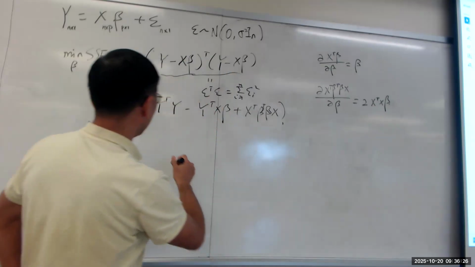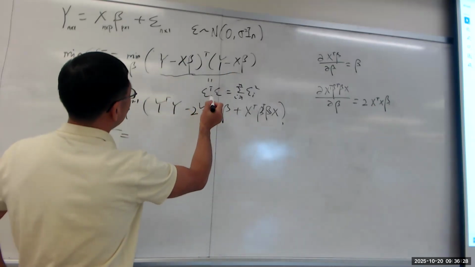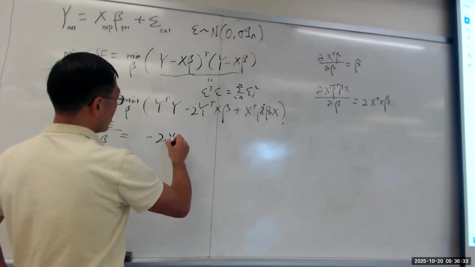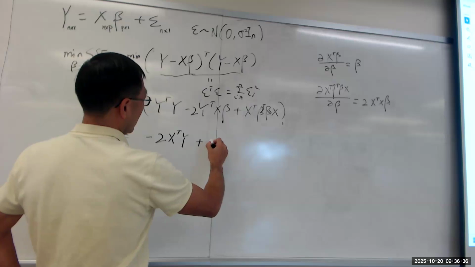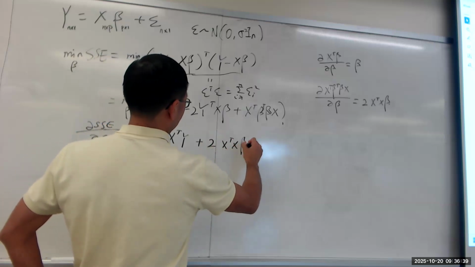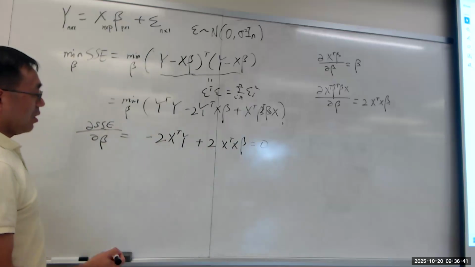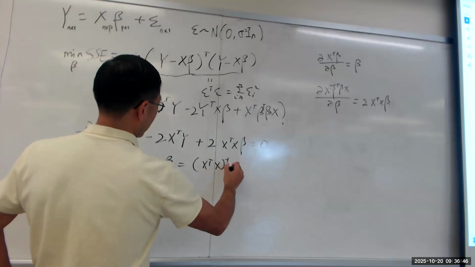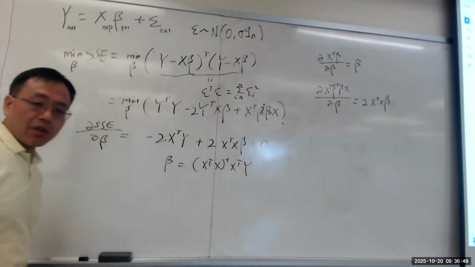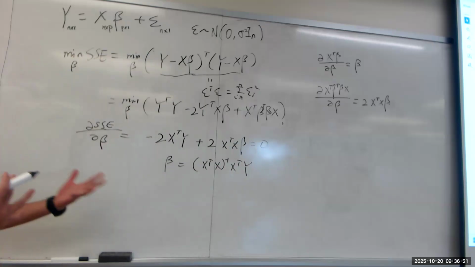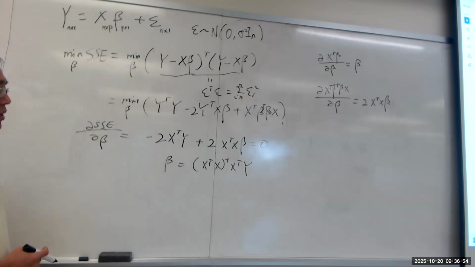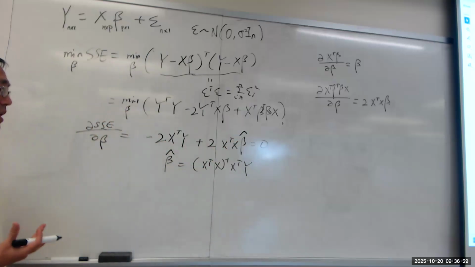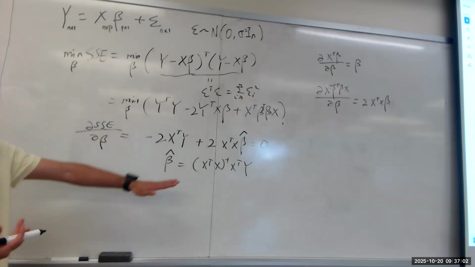So this is essentially minus 2 x transpose y plus 2 x transpose x beta, set equal to 0, right? In this case, the beta estimation is (x transpose x) inverse x transpose y. Okay, so this is the form for you to solve the linear regression. This is beta hat: once you set it equal to 0, your estimation of the coefficient beta hat is that form.